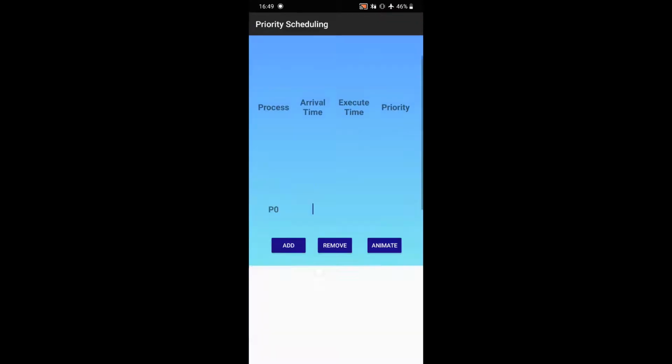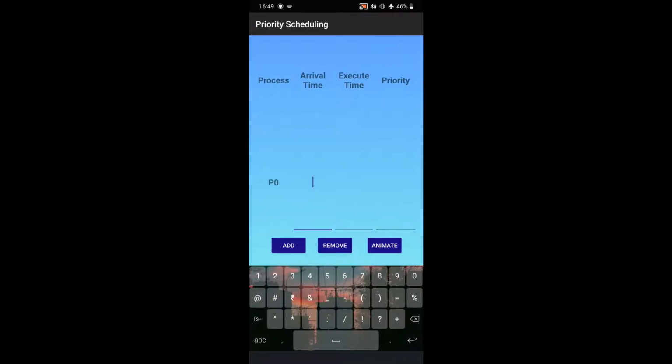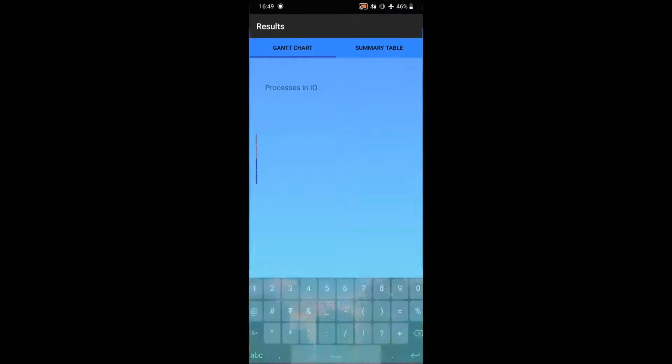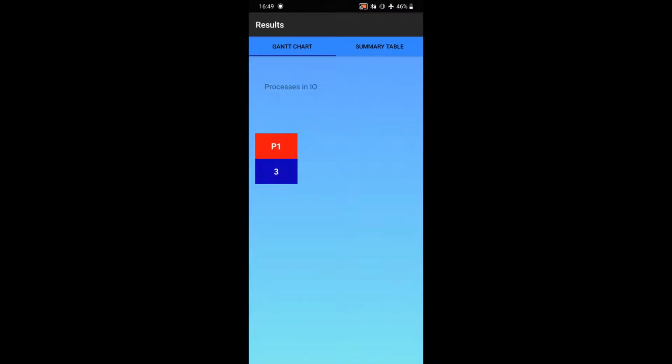Moving on to priority scheduling. The lesser the number of priority entered here, the greater its priority. Hence P1 comes first.